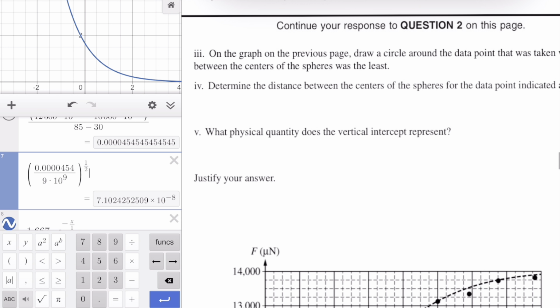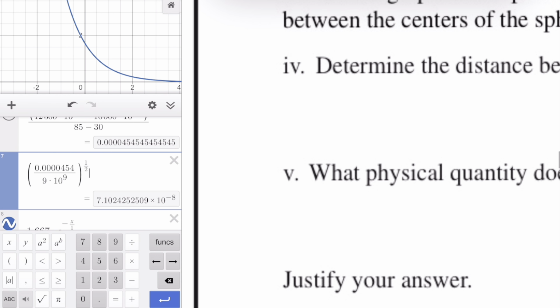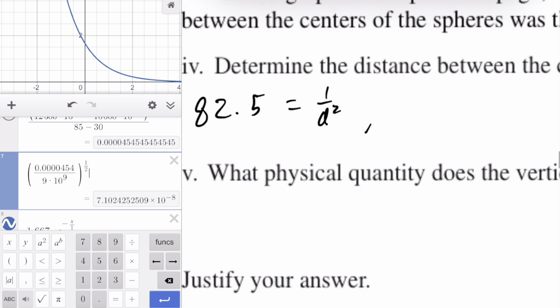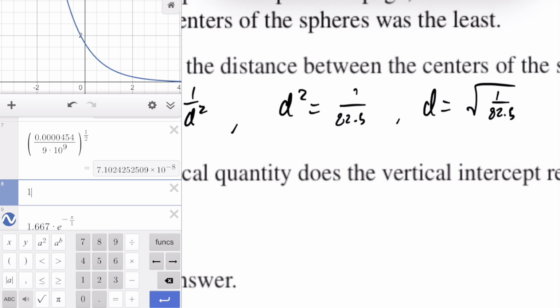Just ask me. So determine the distance between the spheres for the data point indicated above. Okay, so if it was at 82.5, that has to equal 1 over d squared at that point, then d squared has to equal 1 over 82.5. And take the square root. Well, d equals the square root of 1 over 82.5. Let's do that in Desmos.